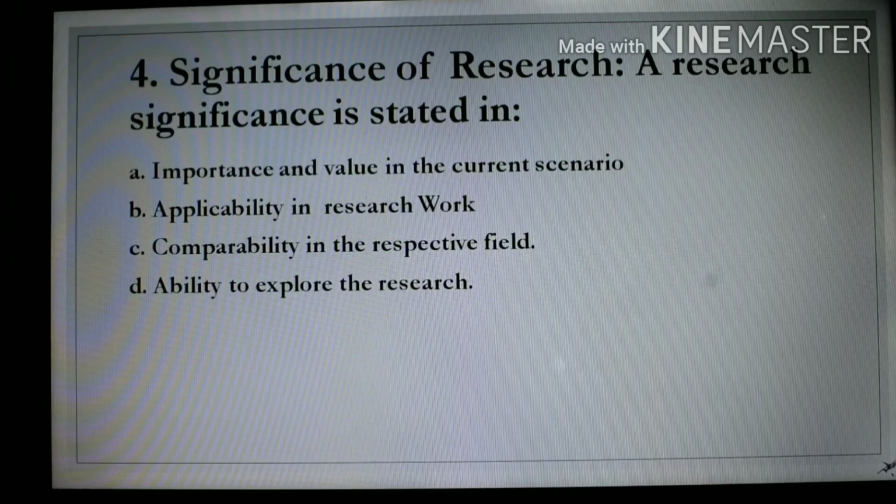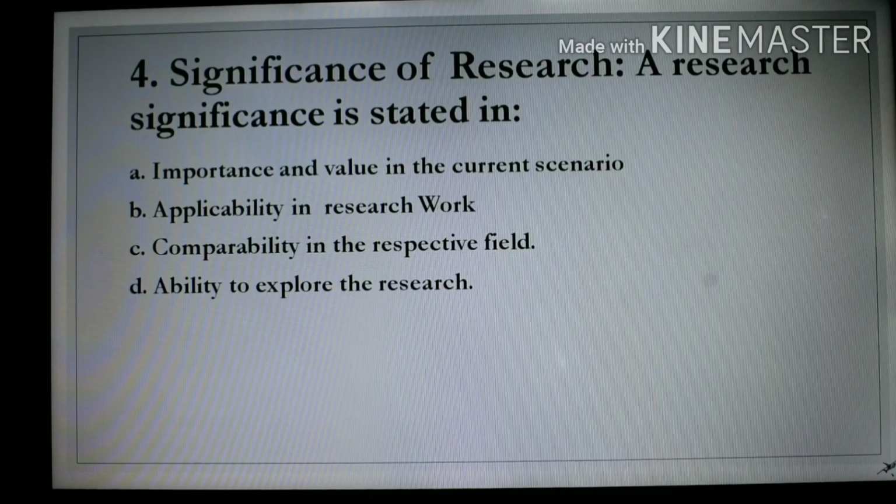Another thing is that applicability in research work should be there. Applicability in research work means whether the results are likely to impact practice. The third one is comparability in the respective field, and the last one is the ability to explore the research. It means that your research in future must have the ability to explore more.